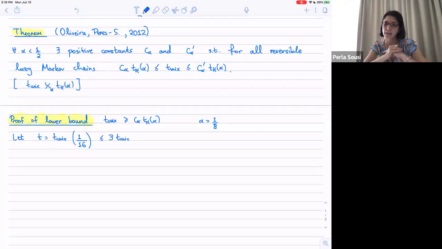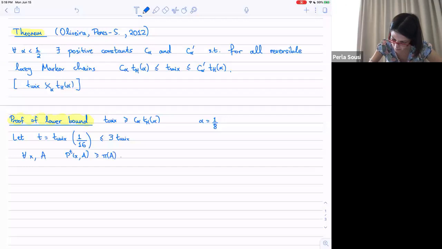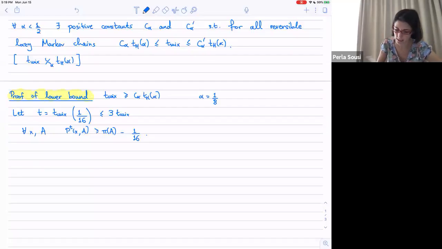This follows easily using the almost submultiplicativity of the function d of t. I did write this submultiplicativity property for what I defined as d bar in my 2-page note. And then using this, one can easily show that d of t is almost submultiplicative, we lose a factor of 2. And so then it's easy to show that T mix of 1 over 16 is upper bounded by 3 times T mix. Since T is equal to T mix of 1 over 16, it means that at this time we are mixed. So this means that for all X and all A, P^T(X,A) is greater than or equal to pi of A minus 1 over 16. This is the definition of the mixing time of 1 over 16.